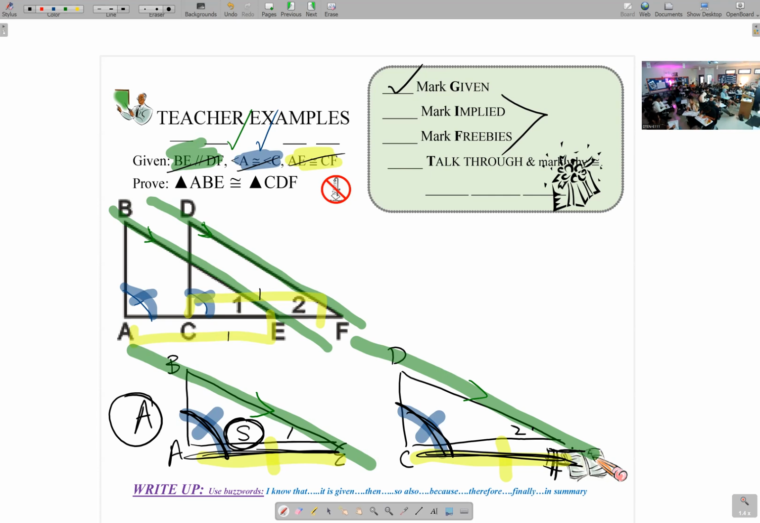Quickly, swing around in your groups. What else has to be equal and why? In your group, shove your heads together, talk about it. What else has to be congruent and why?